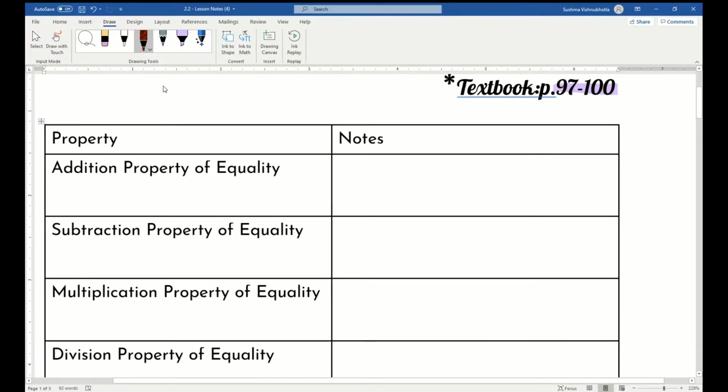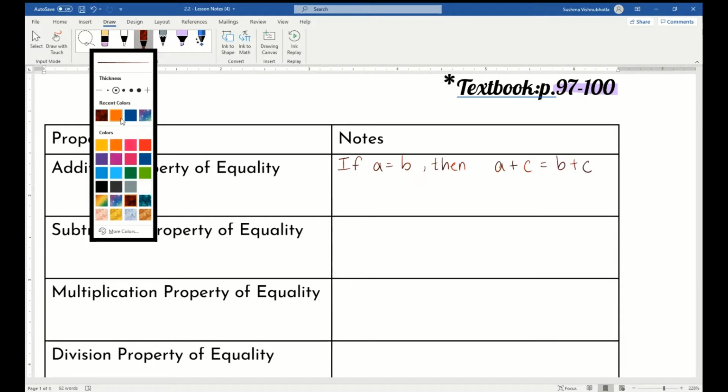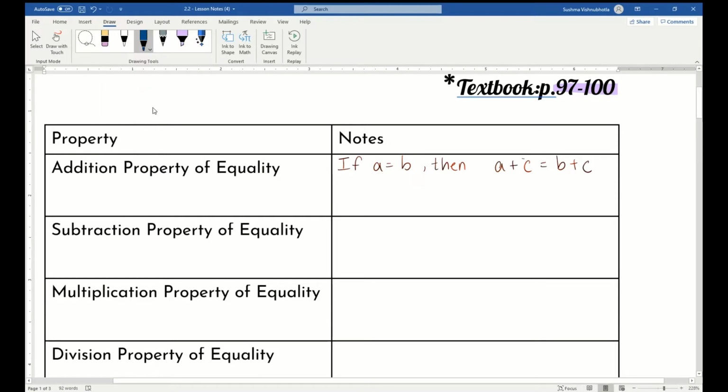So the addition property of equality says if you have two quantities that are equal to each other, then if you add the same quantity to both sides, you are not changing the truth value. So whenever you add something to both sides of the equation, you are using the addition property of equality.